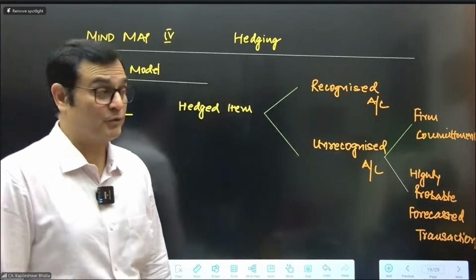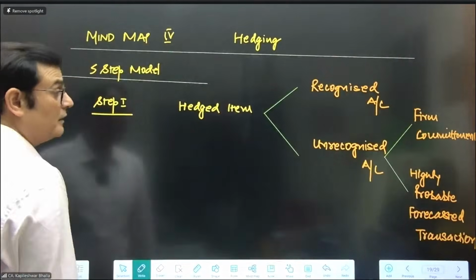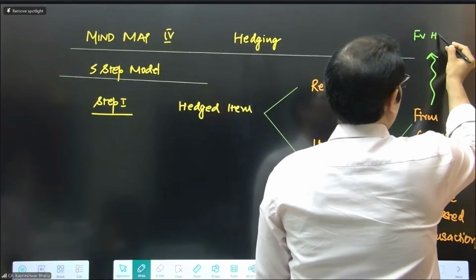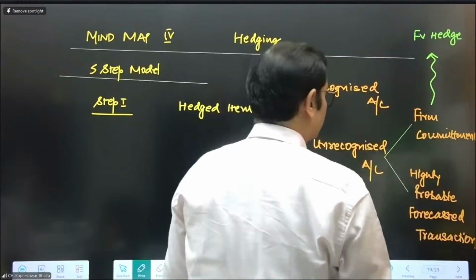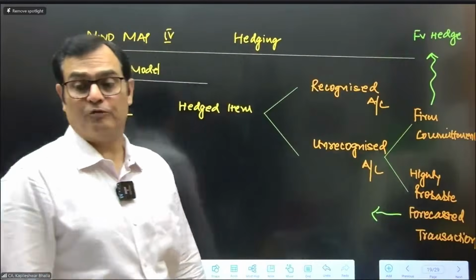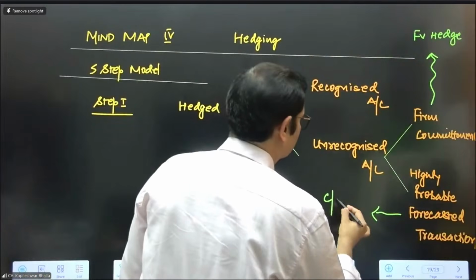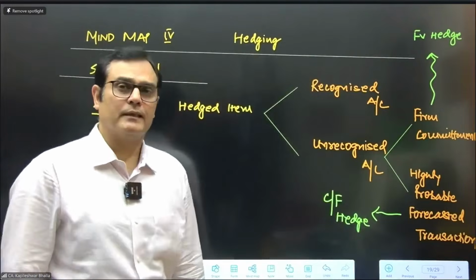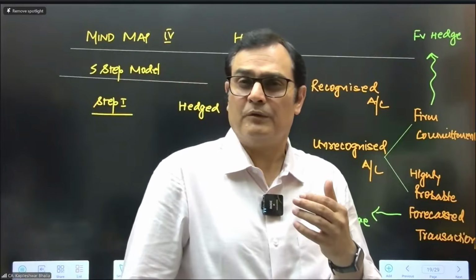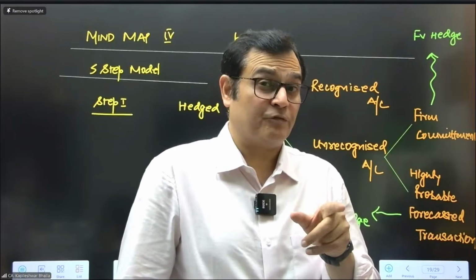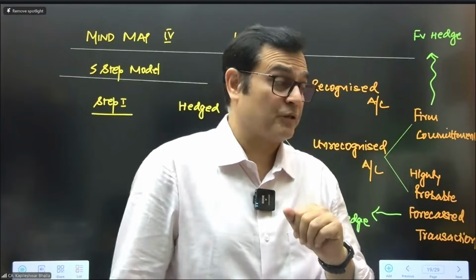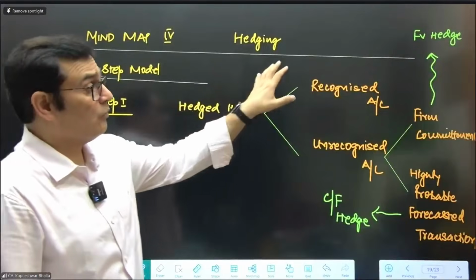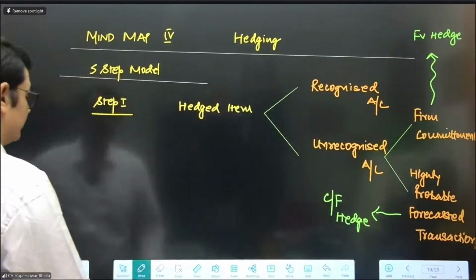Let me also connect a few dots at this stage. Generally, when it is a case of firm commitment, we follow the concept of what is called a fair value hedge. And generally, when it is a case of a highly probable forecasted transaction, we use the concept of what is called a cash flow hedge. Sometimes the examiner may not give you the kind of hedge to be applied, then you can read in between the lines that if it is a firm commitment, it is a fair value hedge, and if it is a forecasted transaction, then it's a cash flow hedge. So the hedged item is the list of all the recognized and unrecognized assets and liabilities.